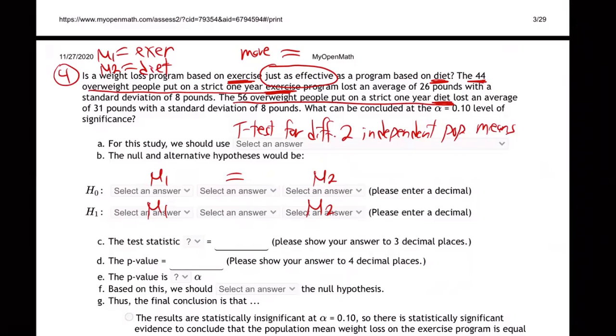Now, what if they said more? Let me help you. Now, ours is just as effective, which means equals. So this will be equal, and the opposite of equals is not equal. That's right. But let me help you in case you've got a different one, because this can be specifically tricky. What if they said the exercise program is more effective?